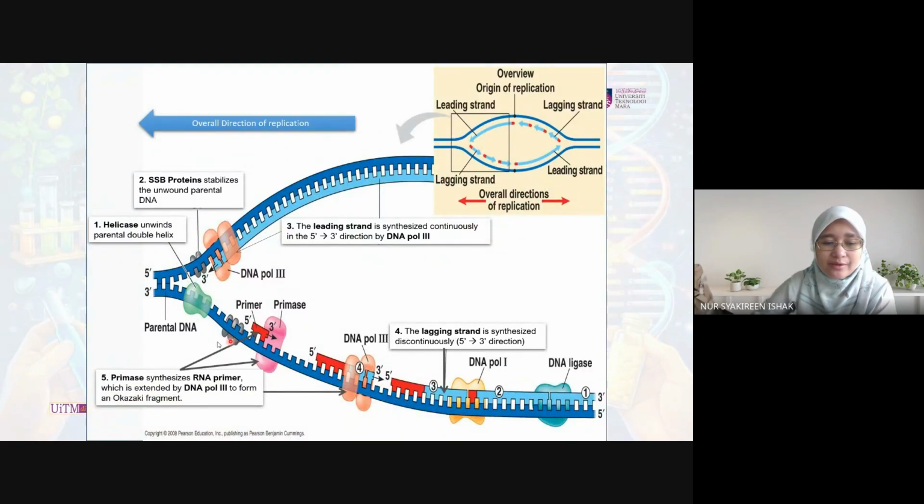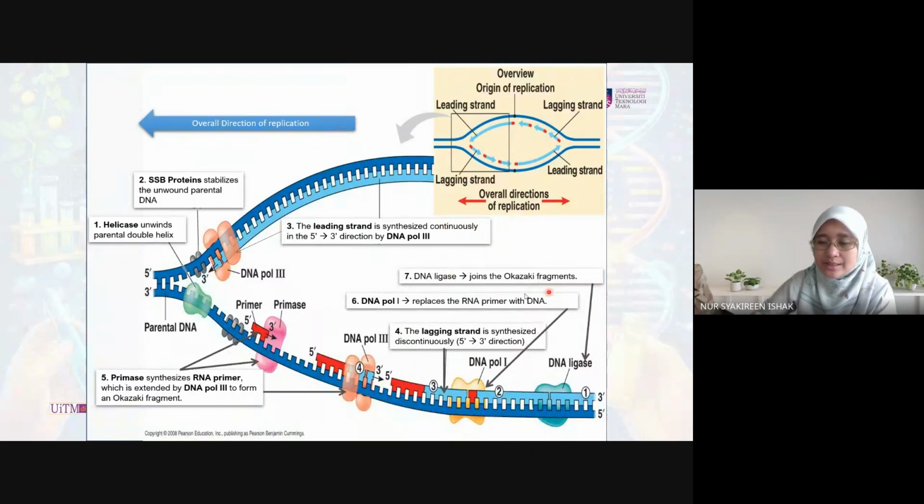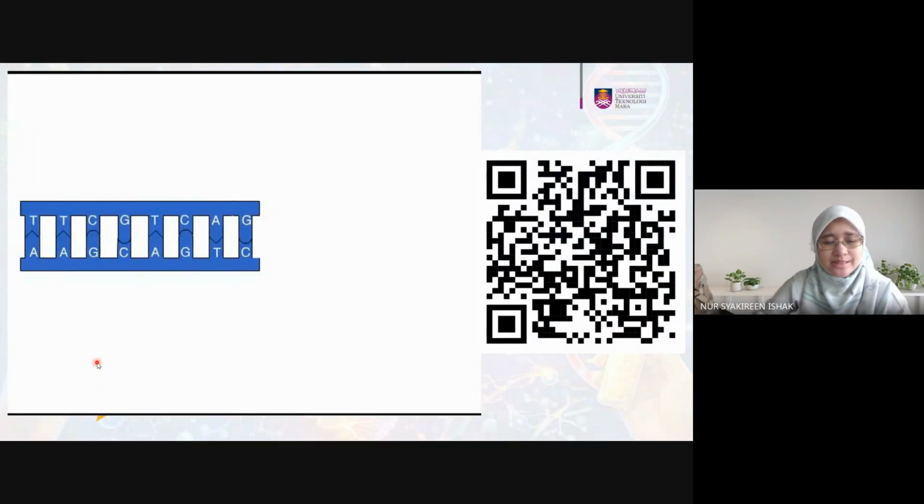Then we observe here the primase. The primase synthesizes the RNA primer, which is extended by DNA polymerase 3 to form an Okazaki fragment. Then all the RNA primers will be removed and replaced with DNA nucleotides using DNA polymerase 1. This should be bold: DNA polymerase 1. Next, all the Okazaki fragments will be joined by the enzyme DNA ligase. Let's watch this animation first.